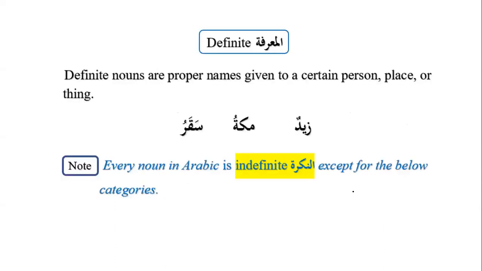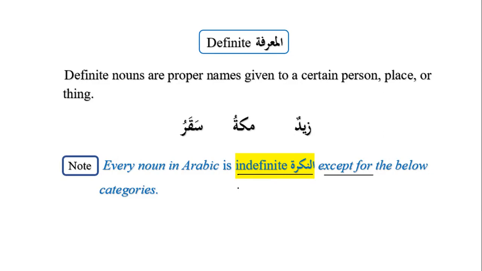Definite, al-ma'rifa. So definite nouns are basically proper names given to a certain person, like Zaydun, place like Makkatu, or a thing like Saqaru. So ma'rifa is basically a proper name that is given to a certain person, place, or thing. Now, please note here that every noun in Arabic is a nakira, is indefinite, except for the below categories. So we have to look for the below categories. If a noun falls into these categories, that means it's a proper noun. It is definite. Otherwise, we will say that the noun is indefinite or nakira.